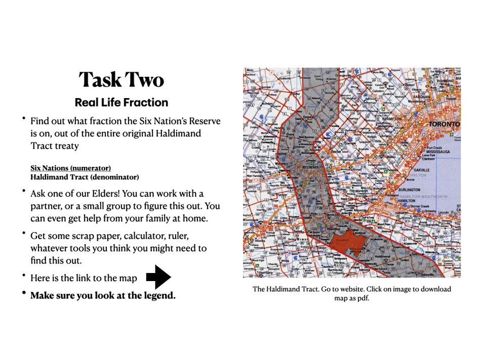Task 2 is a real-life fraction. So you're going to find out what fraction Six Nations Reserve is on out of the entire Haldimand Tract Treaty. So Six Nations would be the numerator and the Haldimand Tract would be the denominator, because that's the big portion, and Six Nations is that red square in the middle.